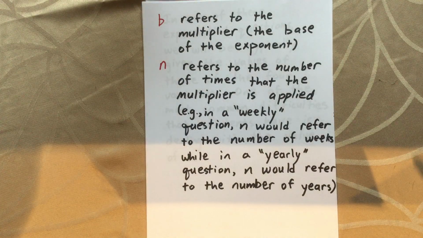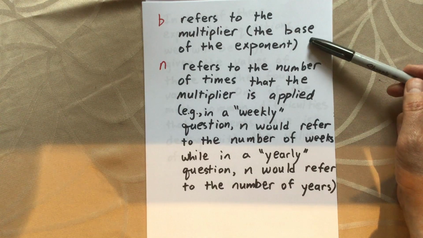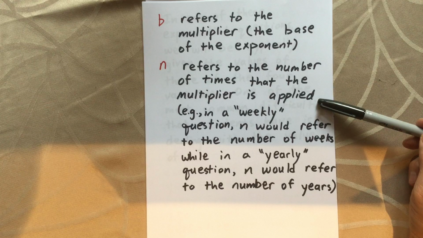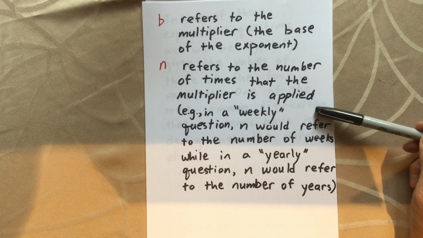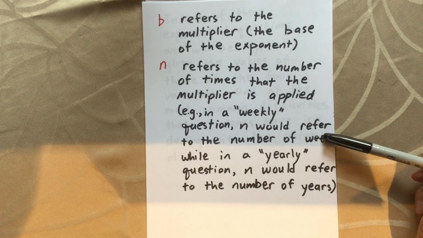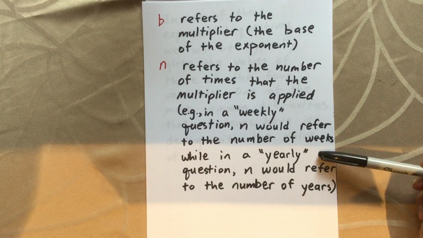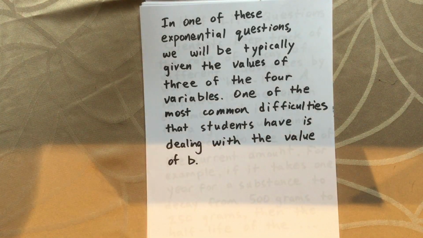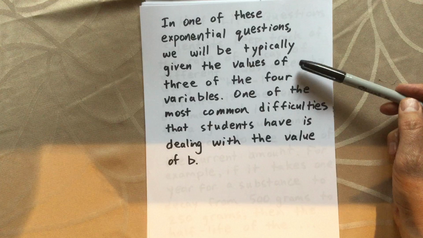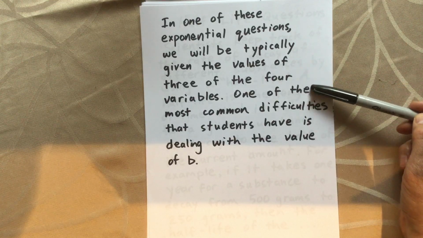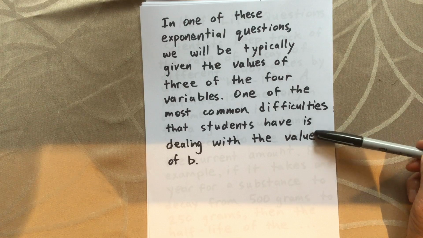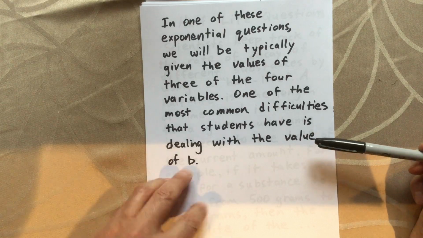B refers to the multiplier, which is the base of the exponent, and n refers to the number of times that the multiplier is applied. So for example, in a weekly question, n would refer to the number of weeks, while in a yearly question, n would refer to the number of years. In one of these exponential questions, we will typically be given the values of 3 of the 4 variables. One of the most common difficulties that students have is dealing with the value of B.